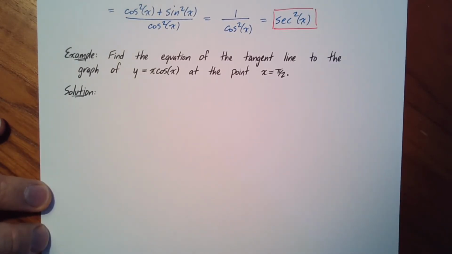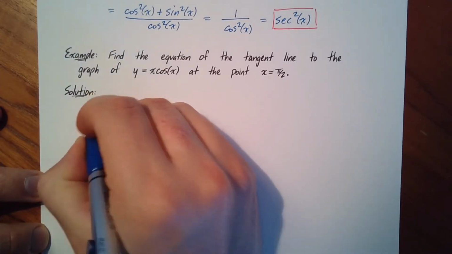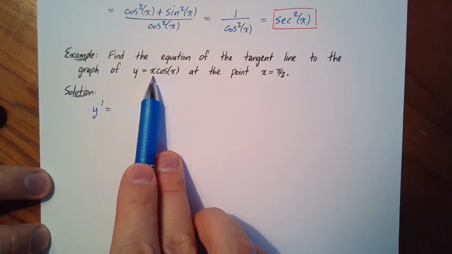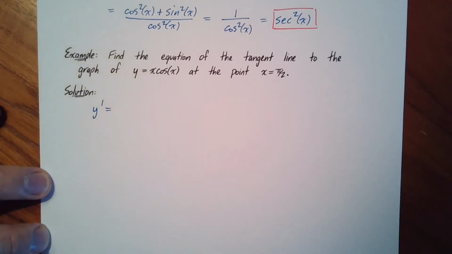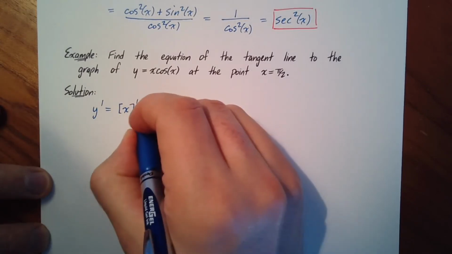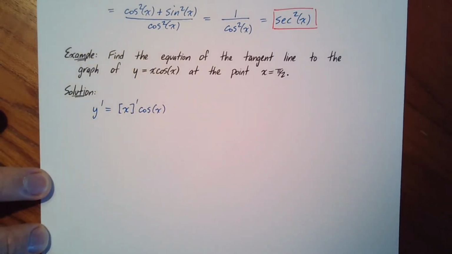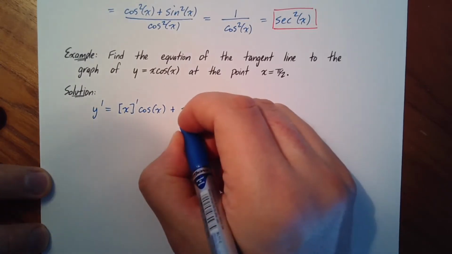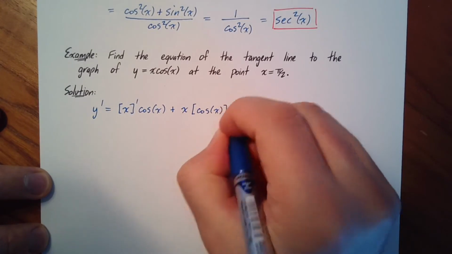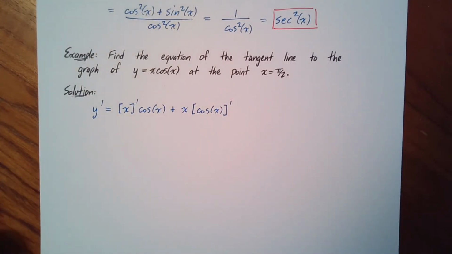Okay, so let's start by taking the derivative, right? Because we need to get the slope of that tangent line before we can even start writing down its equation. And to do that, we're going to need the derivative. So we want to start by finding the derivative. So I'll write it as y prime. And what rule are we going to use here? We've got a product, right? x times cosine of x. That's two functions being multiplied. So we're going to take the derivative of x and multiply it by cosine of x. And then for the other term, we're going to take x and multiply it by the derivative of cosine of x. That's just writing out the product rule and nothing else.